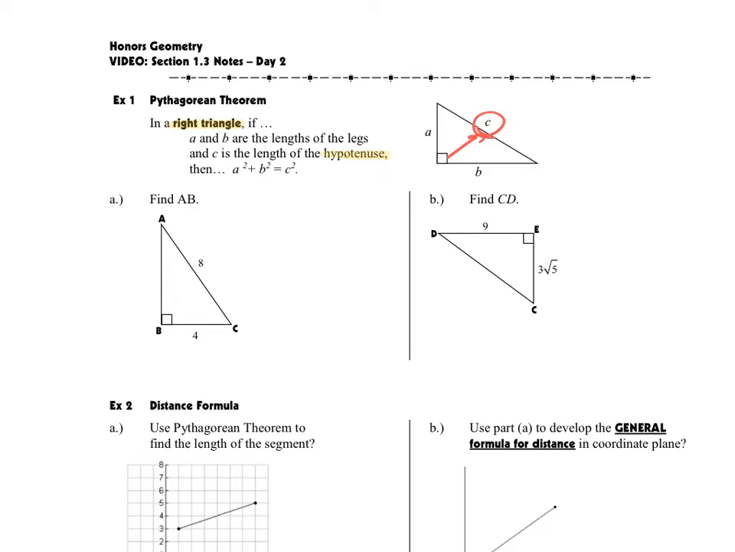So let's jump into an example here with the Pythagorean Theorem. It asks us to find AB. Now we'll notice when we look at the picture that AB doesn't have a variable on it. There's no variable in the picture, so we can put a variable on AB for us. Now we can use our Pythagorean Theorem to solve for x.